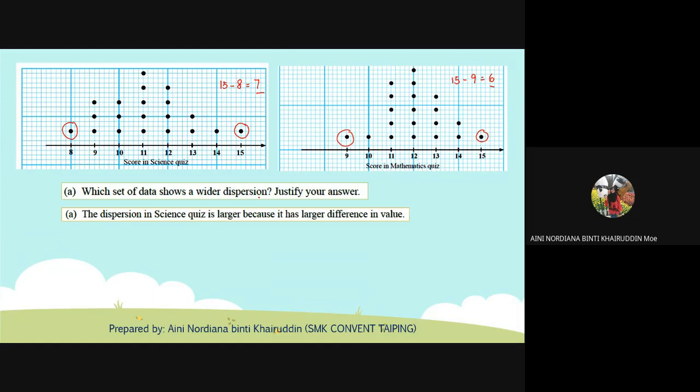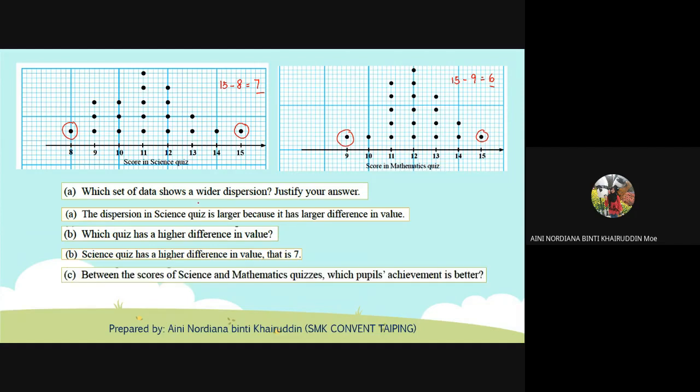Okay. Question B, which quiz has a higher difference in value? Lebih kurang soalan macam A. Cuma yang ni dia nak value. So kita kena bagi value lah. Higher difference in value still science. So science quiz has the higher difference in value. So that is 7. Lebih kurang macam soalan A tapi yang soalan B ni dia nak value. So kena bagi value. Okay, kena faham betul-betul soalan lah.